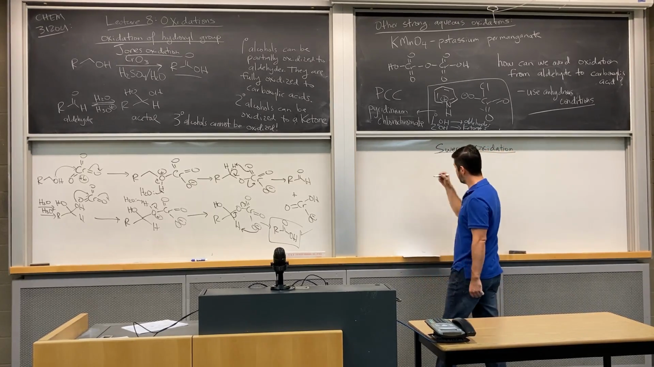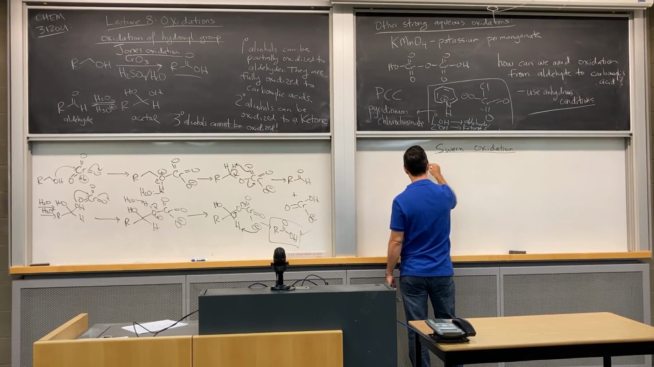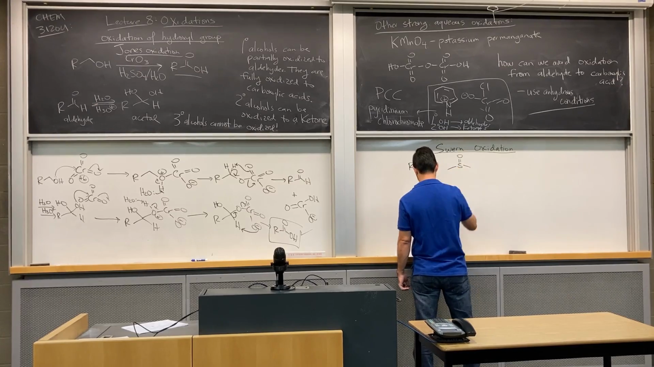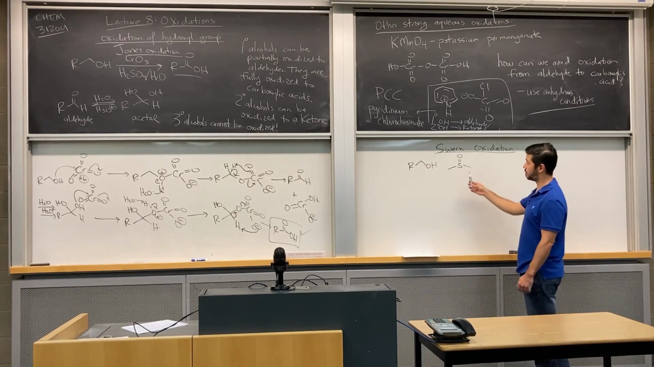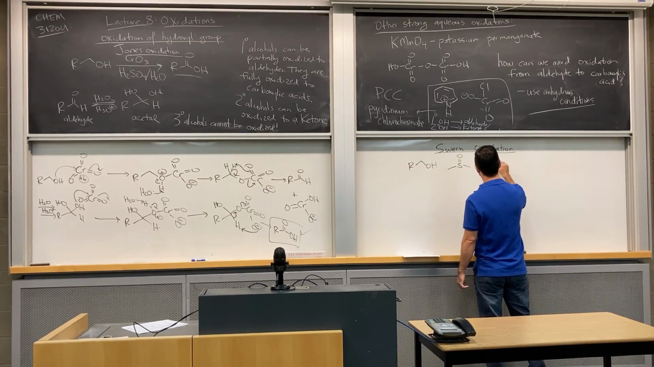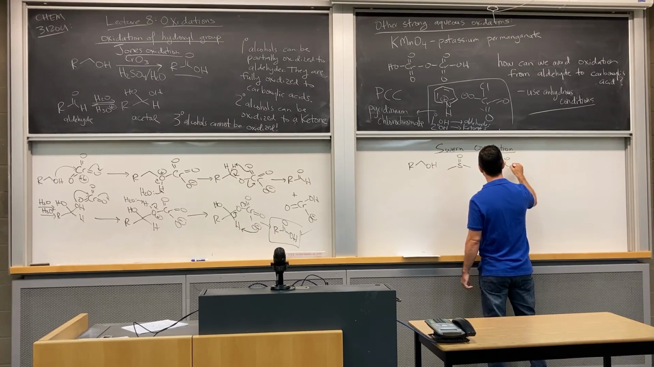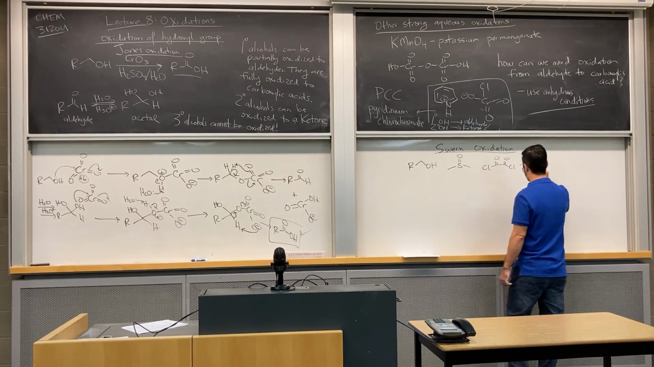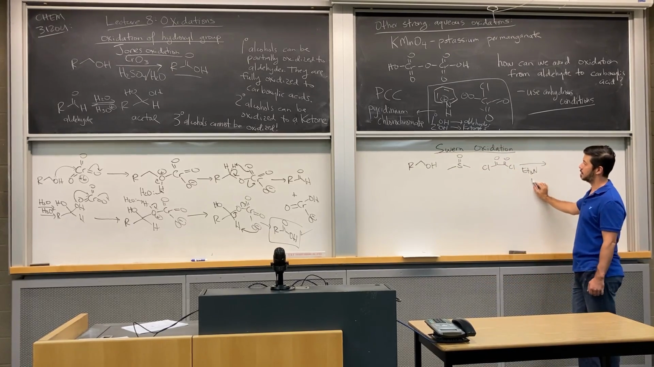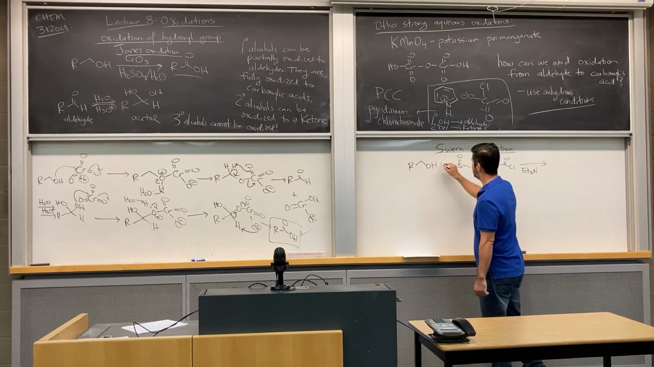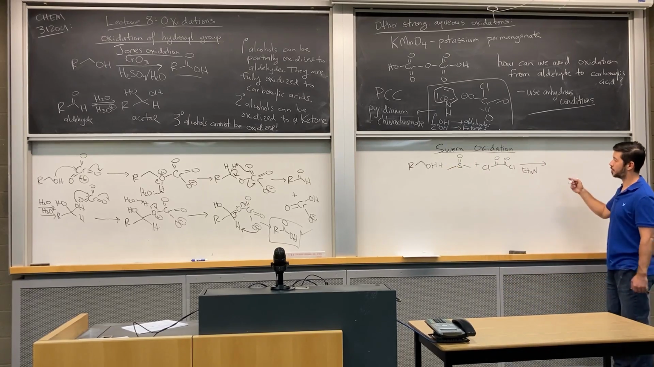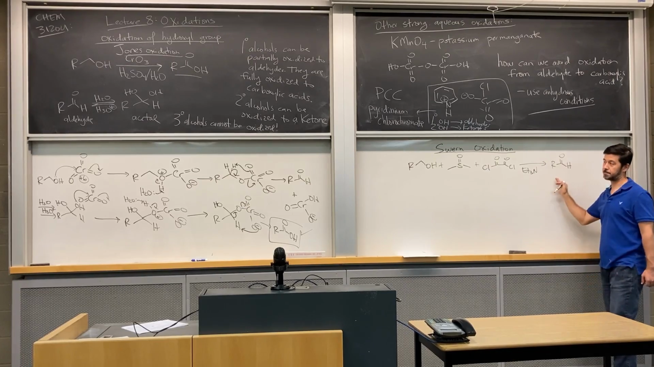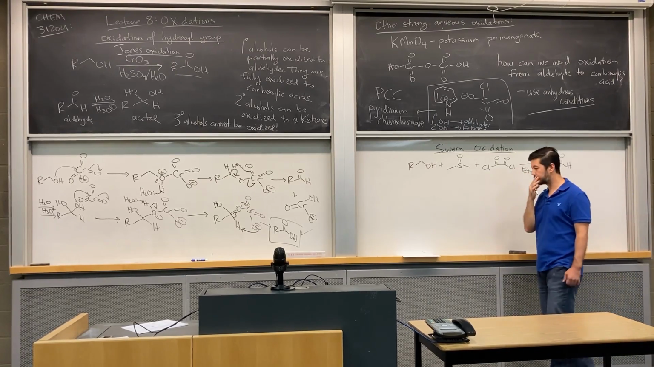Swern oxidation is a really nice reaction. You have an alcohol, you have this molecule here called DMSO, dimethyl sulfoxide, and then oxalyl chloride. And you typically add a base, like a tri-substituted base like triethylamine. So if you mix these things together, what you're going to end up generating is an aldehyde. And these are done under anhydrous conditions.